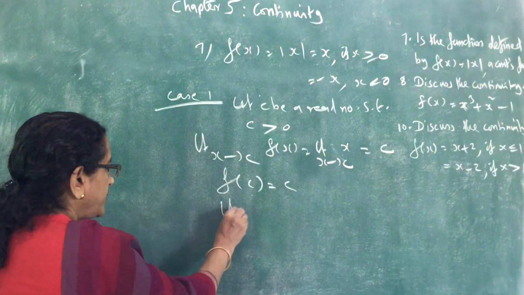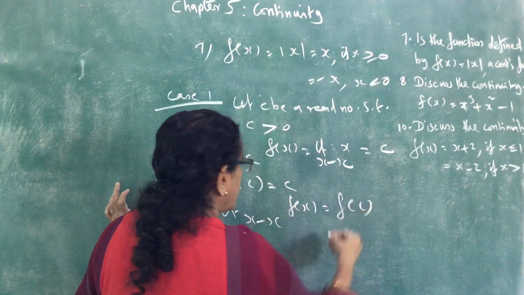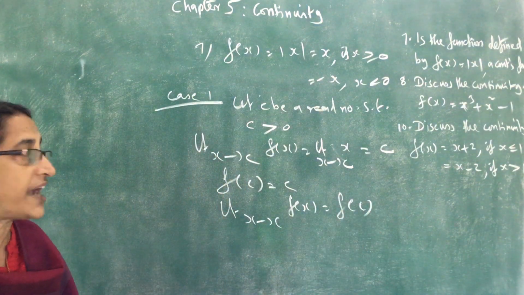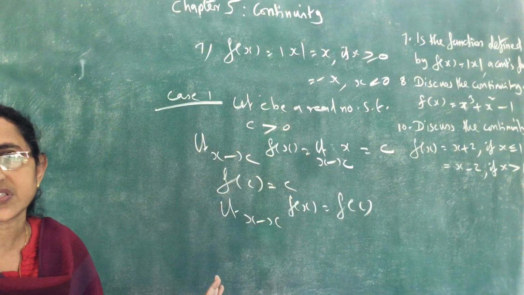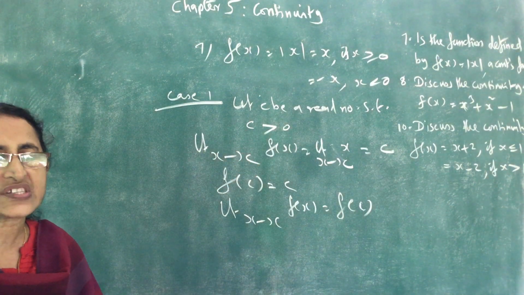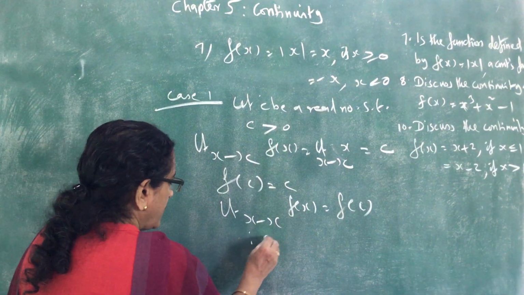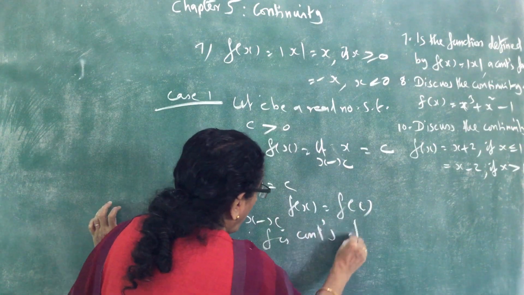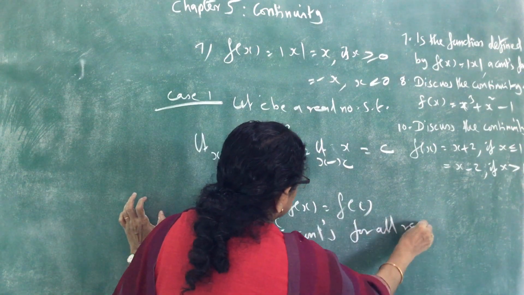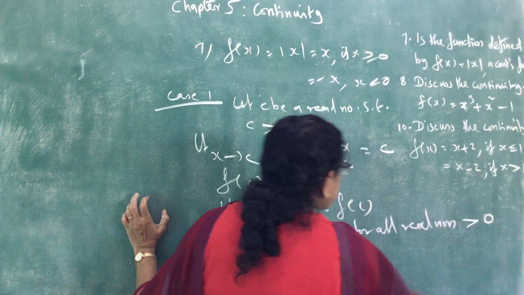So we can write limit x tends to c, f of x equals f of c. From this we conclude that for any real number greater than 0, the function is continuous. So the function is continuous for all real numbers greater than 0.